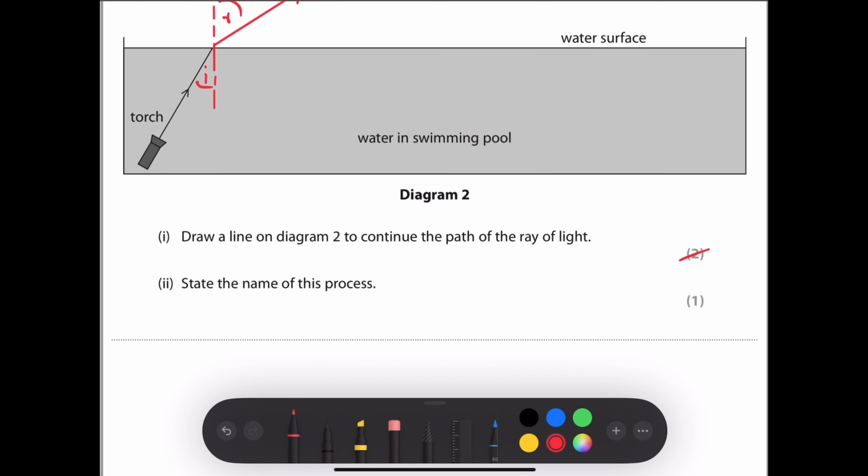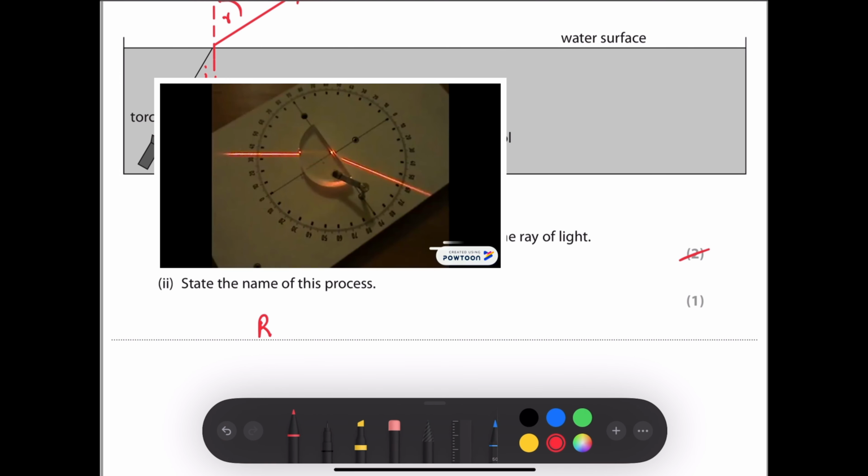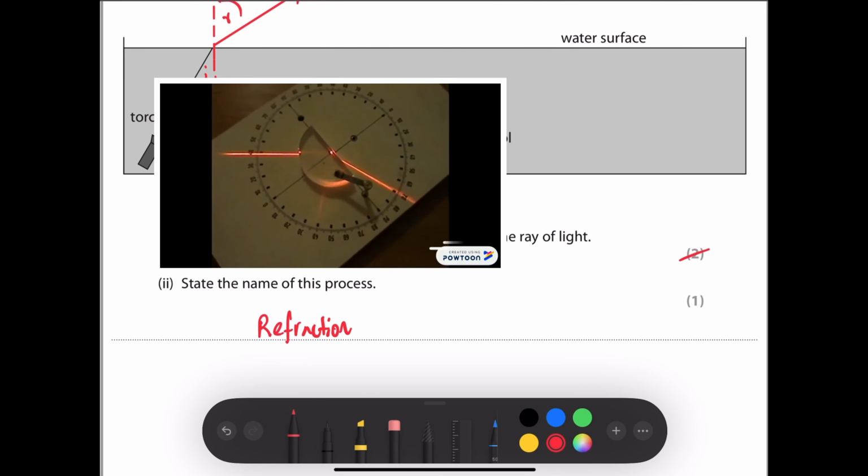Examiner now asking to state the name of this process. So this name, we call it in physics refraction, because you already have a change in the direction of the light ray when you go from a medium to another medium. They have different optical density, a change in speed and a change in direction. I deserve in section B 3 out of 3.